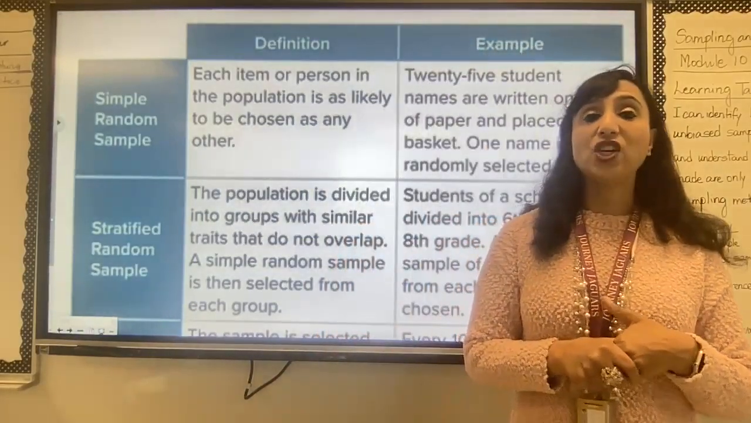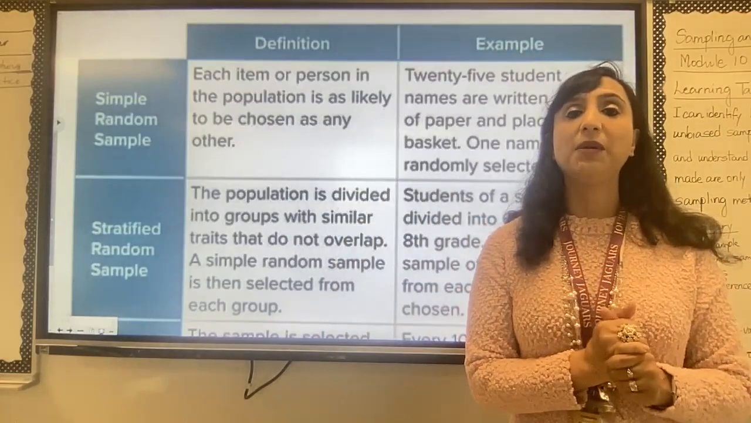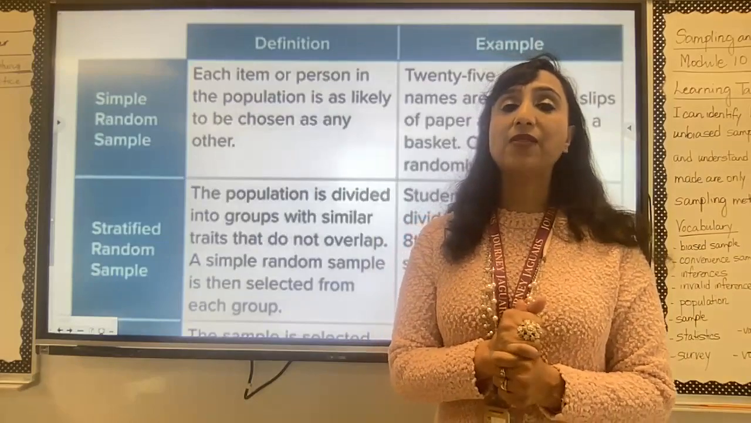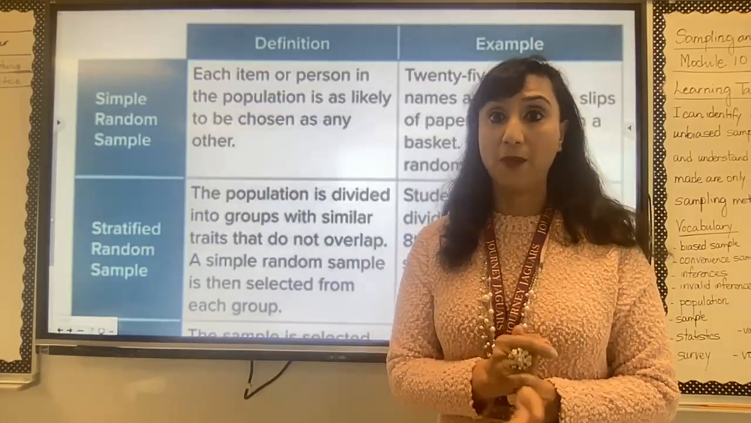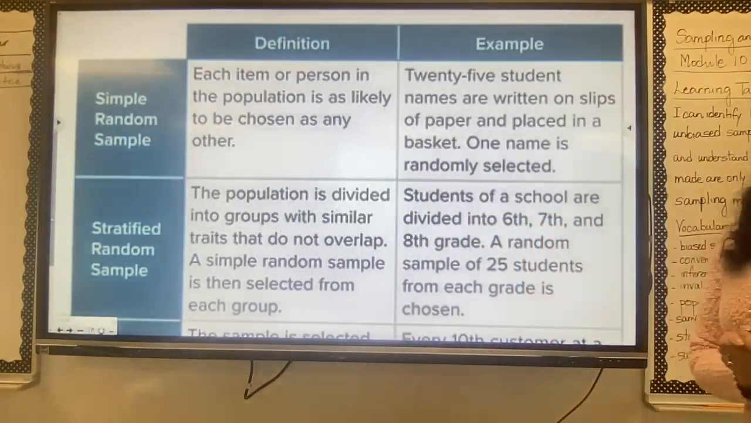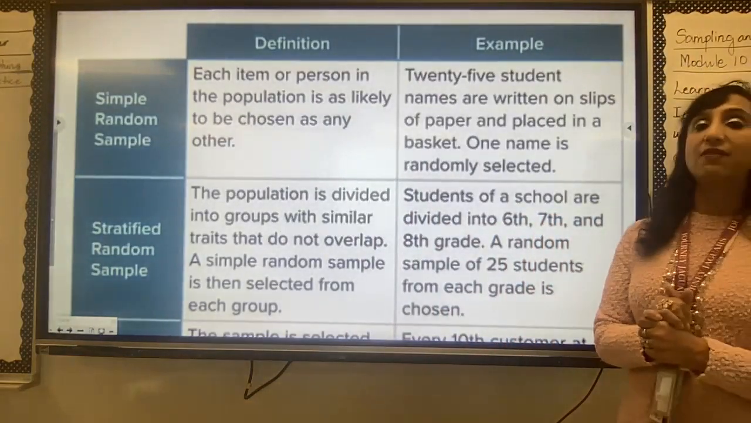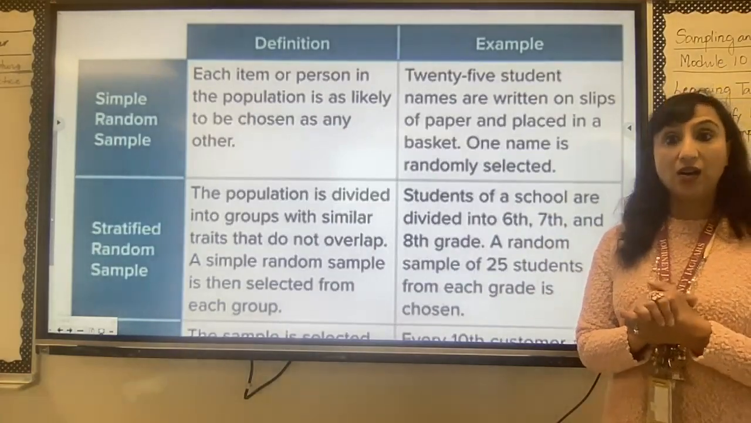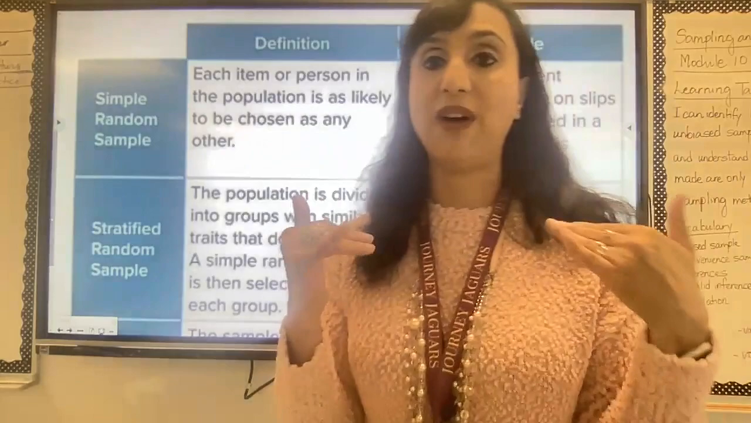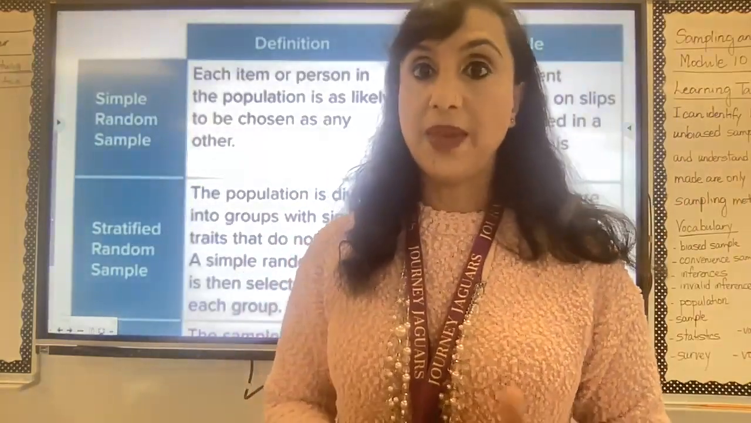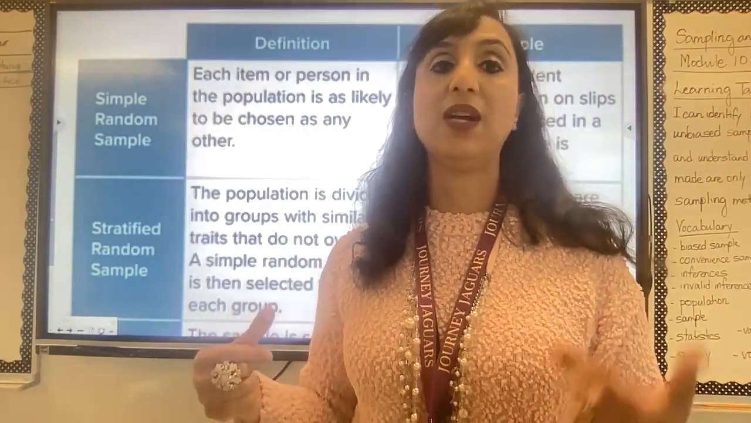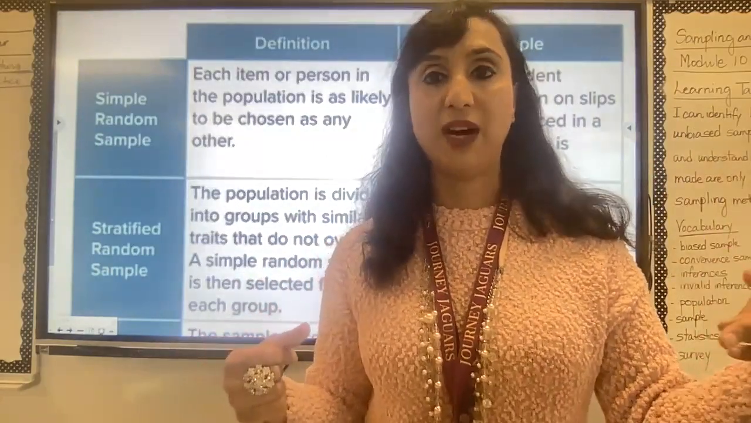In this, the population is divided into groups with similar traits that do not overlap, and a simple random sample is then selected from each group. For example, students of a school are divided into 6th, 7th, and 8th grade. A random sample of 25 students from each grade is chosen, so it's stratified into the grade levels, and then 25 students are selected from each grade level. So that's the difference between simple random and stratified random.